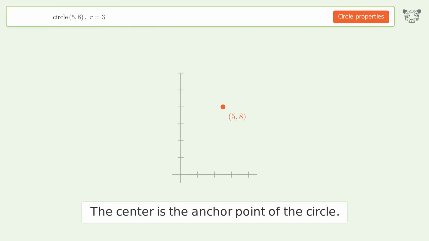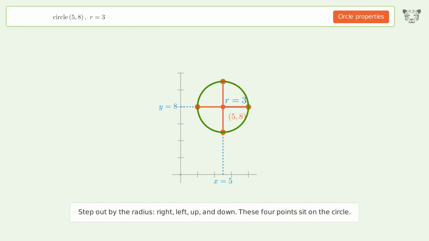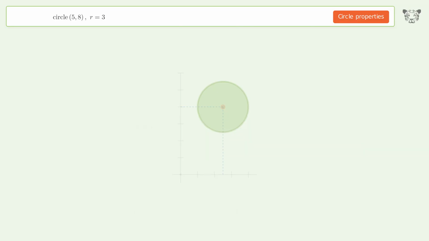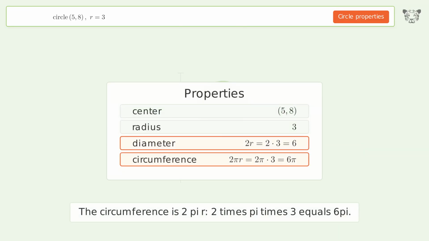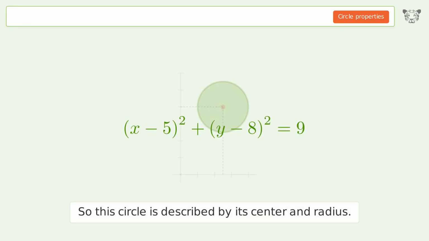Let's graph and find the properties of a circle centered at x equals 5 and y equals 8, with radius 3. The center is the anchor point of the circle. The center is at x equals 5, y equals 8. The radius is the distance from the center to the circle.